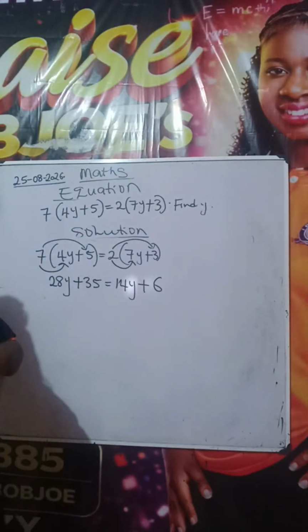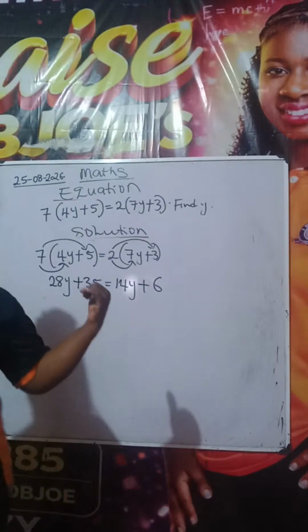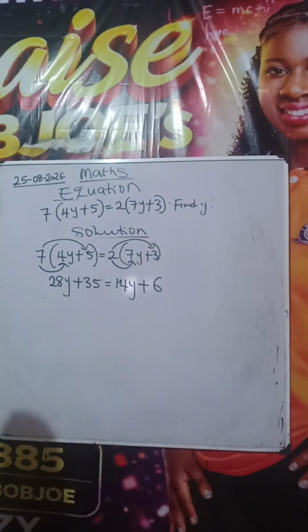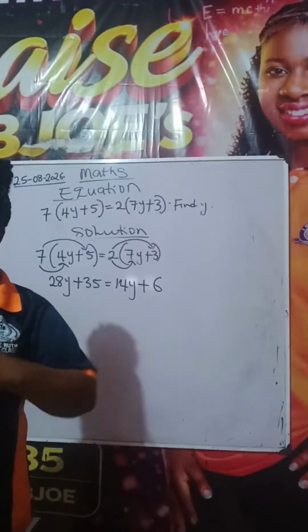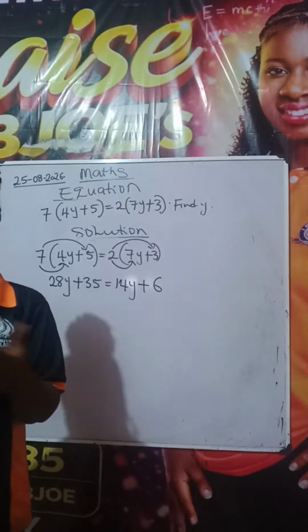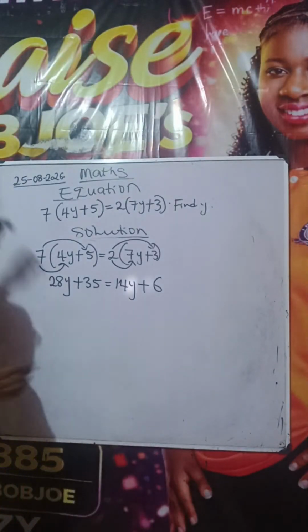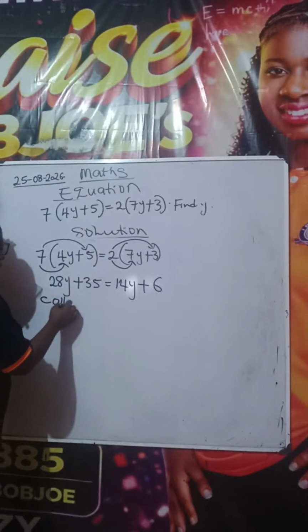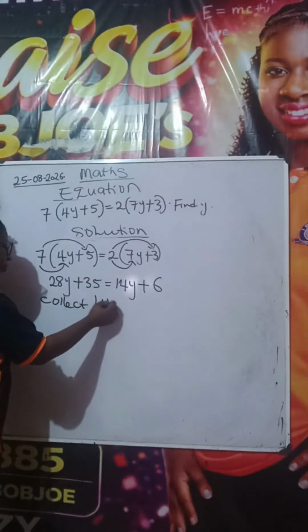At this point, what next again? Now, all we need to do next, look at it. If you are solving this by yourself, what do we do next? So all we need to do next is to collect our like terms, correct? So put all the like terms together. So let's state it here, collect like terms.